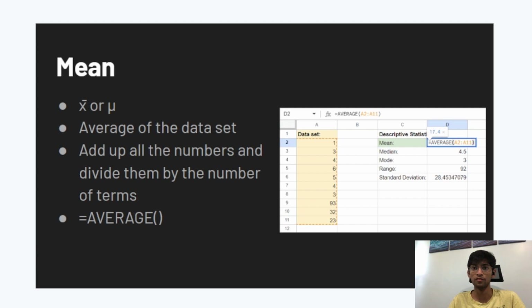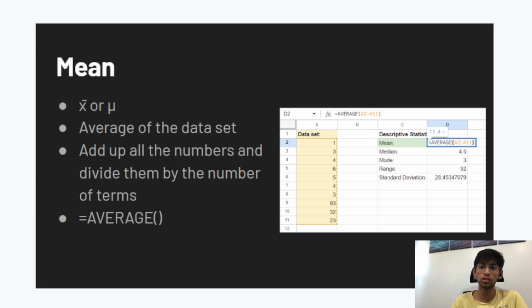So first off, you have the mean, which can be represented by these symbols. You have an x with a bar over it, or the Greek letter mu. And this is the average of a whole data set, and it's the central tendency of the set of numbers and gives you an idea of how the average respondent answered. When you have a set of numbers, to find the mean, you have to add them all up and divide them by the number of terms that there are.